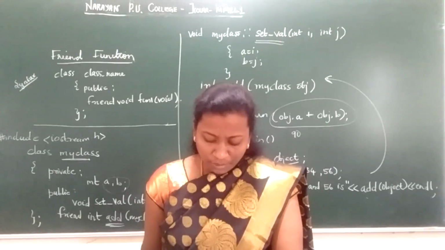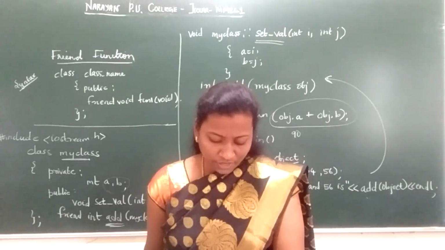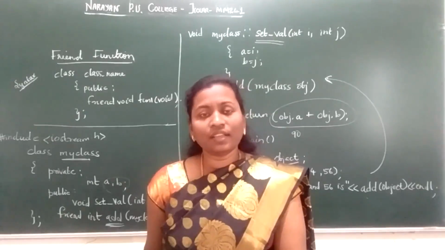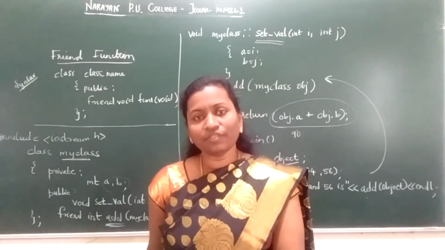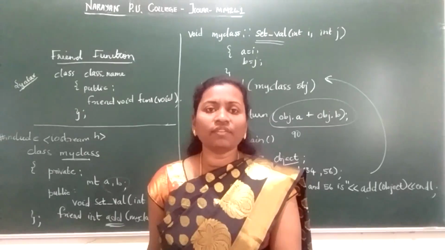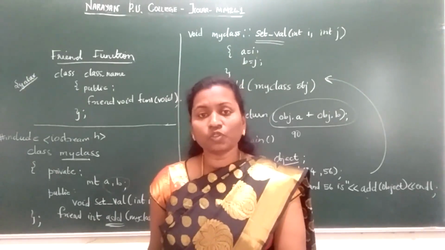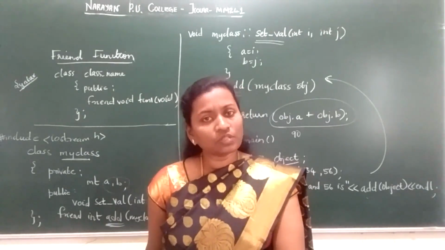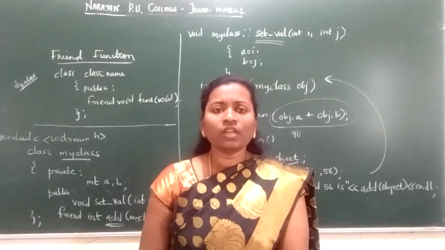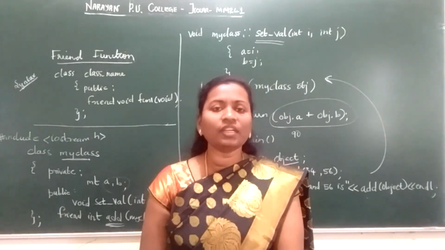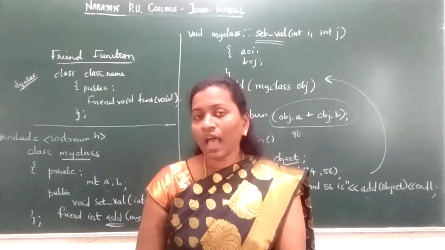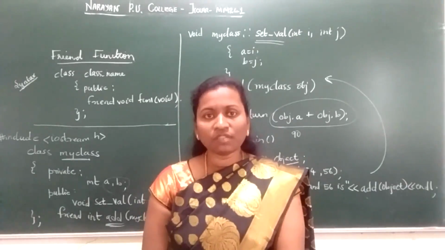A friend function is a non-member function that is a friend of a class. It is declared within a class with the prefix friend. Always within the class you are declaring it, but not defining it. When you define it, it should always be outside the class. When giving the definition for a friend function, we should not use the scope resolution operator or the class name. It is defined like a normal function. But the special feature of a friend function is that even the private data members can be accessed. Outside the class we are not supposed to access private data members, but by using a friend function we can access them.